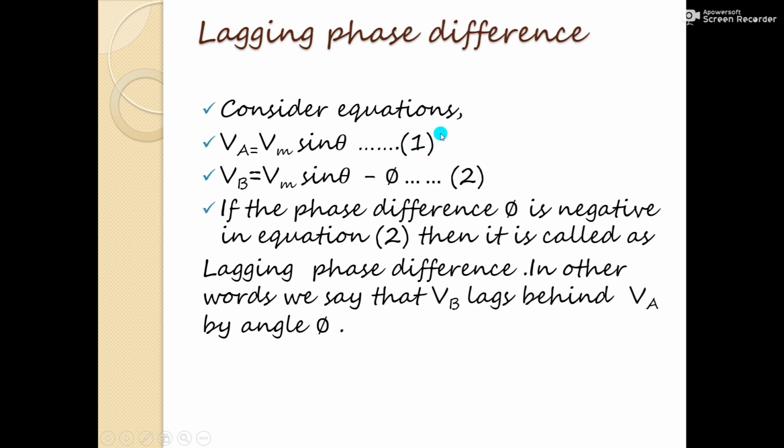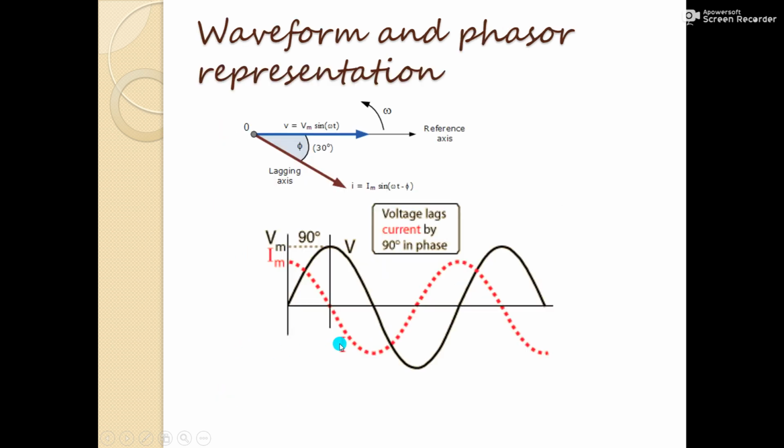Now lagging phase difference. Again consider the two equations. Va is equal to Vm sin theta and Vb equal to Vm sin(theta minus phi). If the phase difference phi is negative in equation number 2, then it is said to be a lagging phase difference. In other words, we say that Vb lags Va by an angle phi.